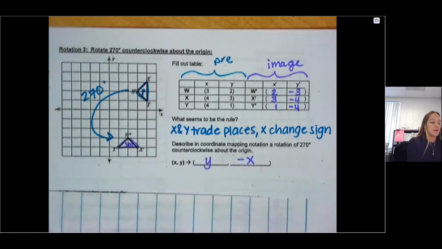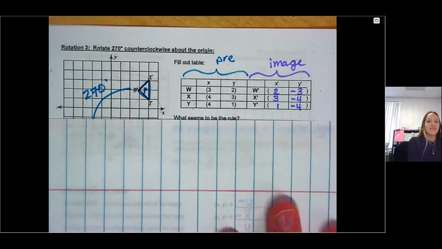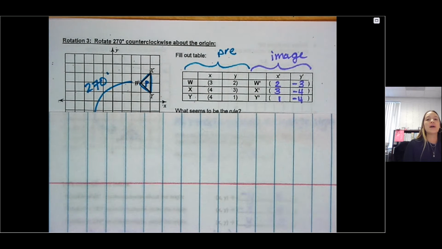Last one, then. Rotation 3 is counterclockwise. So my image coordinates are 2, -3. X prime is 3, -4. And Y prime is 1, -4. Thumbs up, thumbs down. We good there?